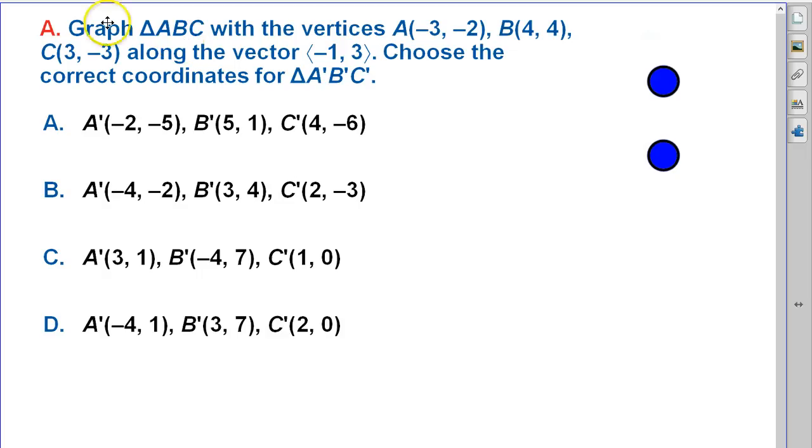Okay, so here's the first example for you. We've got ABC with those vertices. We're going to translate it along the vector of negative 1, 3. So the question is, which one of these 4 points or groups of points would this become now, A prime, B prime, C prime?